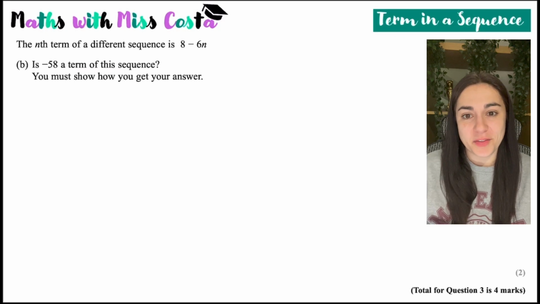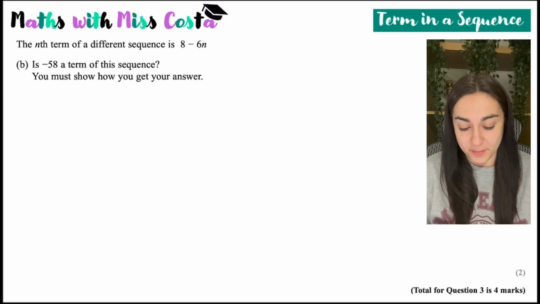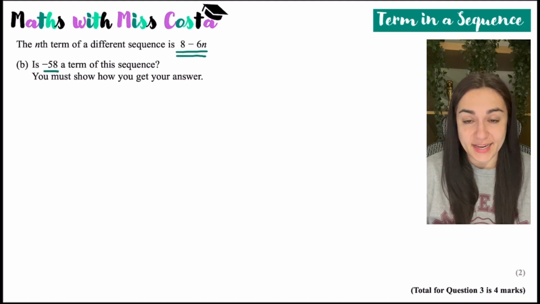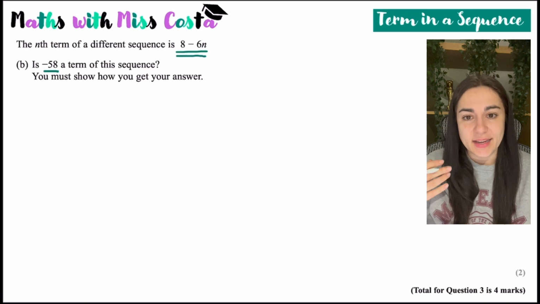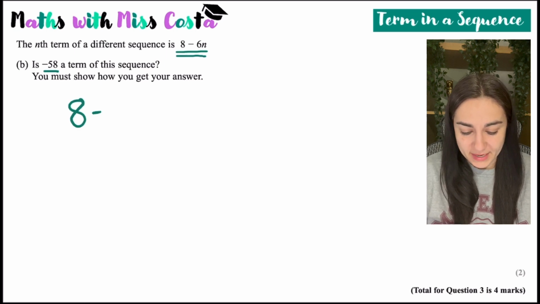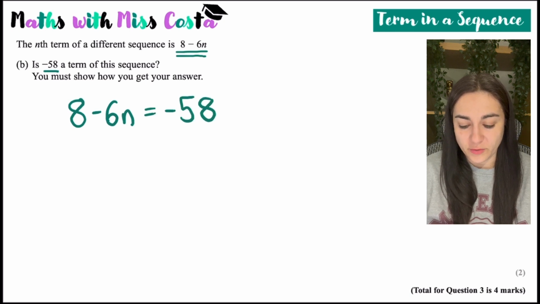So in the next part of the question, I am being told that the nth term of a different sequence is 8 take 6n. And I'm being asked whether negative 58 is a term in this sequence. In order to find out if a term is part of a sequence, what we do is we make the nth term equal to that value. And then we try and solve it to find a value for n.